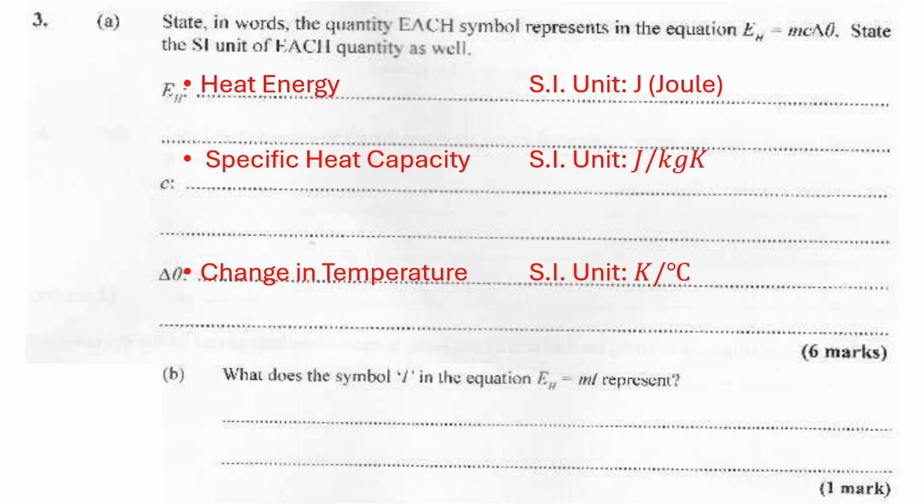Part B, what does the symbol L in the equation E sub h equals mL represent? Well, the L in that equation represents specific latent heat.